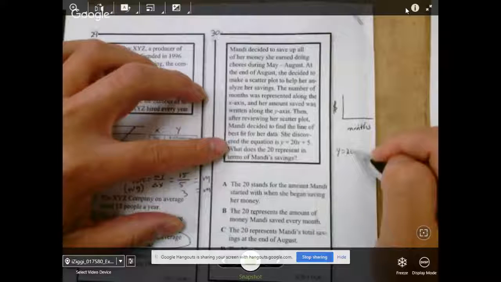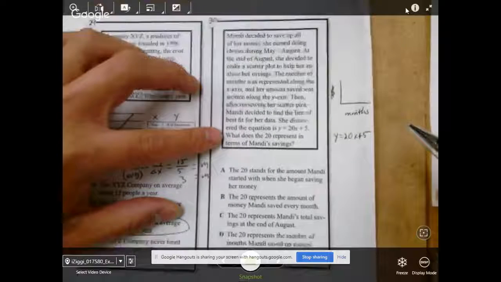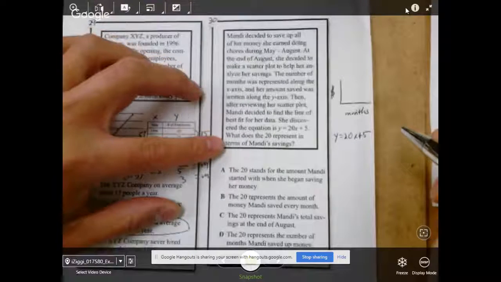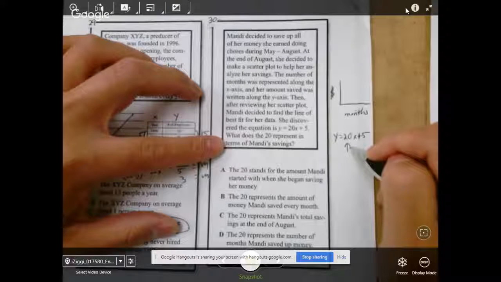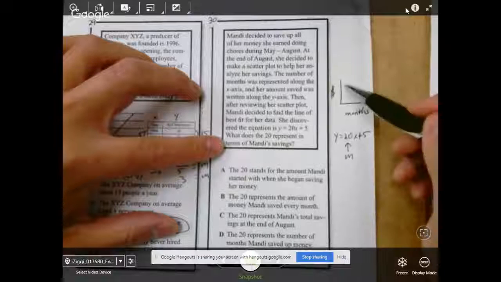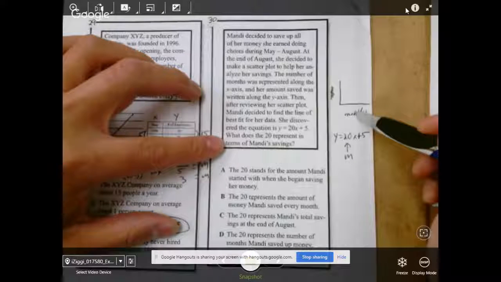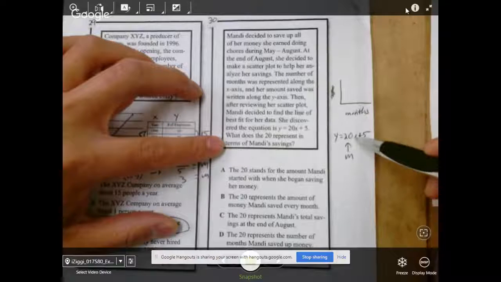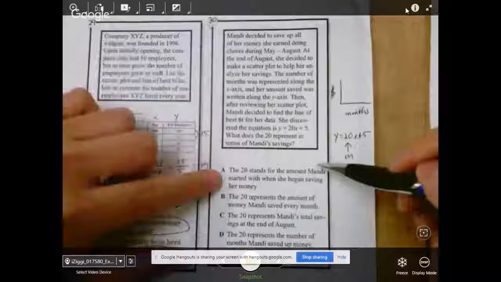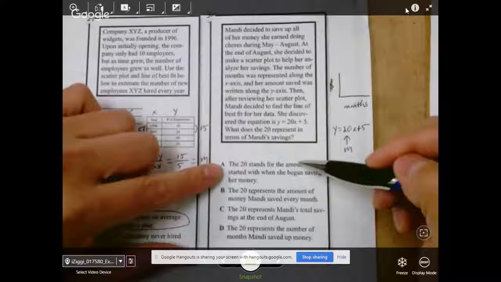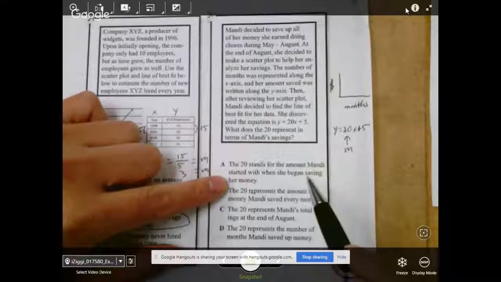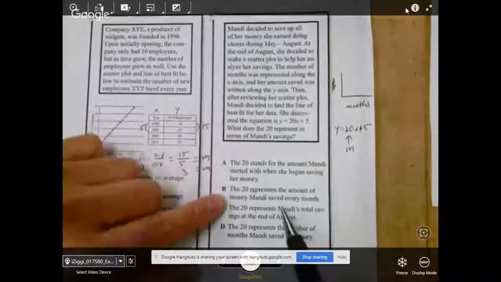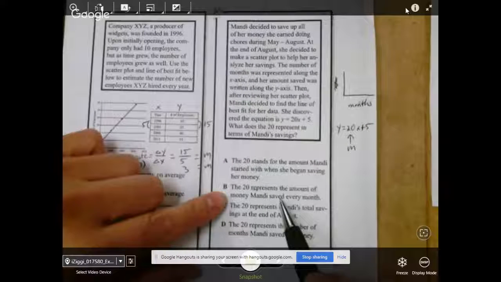What does the 20 represent in terms of Manny's savings? So the 20 is the slope, right? Because there's your M. Okay, so the slope is a rate. So the rate is going to be in dollars per month. Okay, so she is saving $20 every month. A says 20 stands for the amount she started with when she began. When she began, it would be the y-intercept, the B. So it's not that one. 20 represents the amount of money Manny saved every month. That sounds it. Every month, the amount of money she saved. Okay.